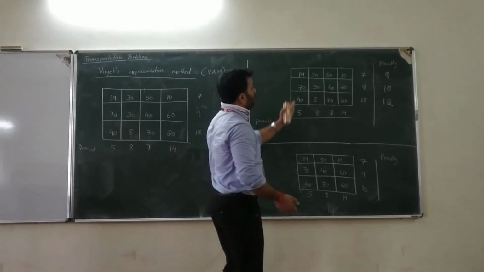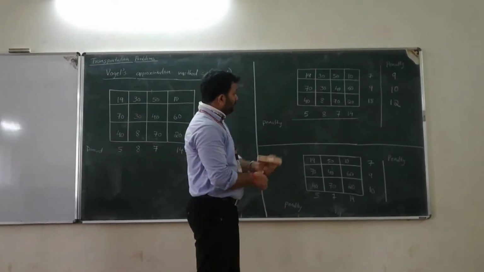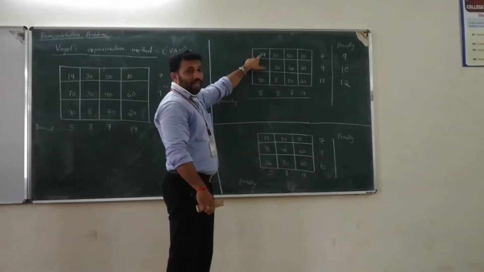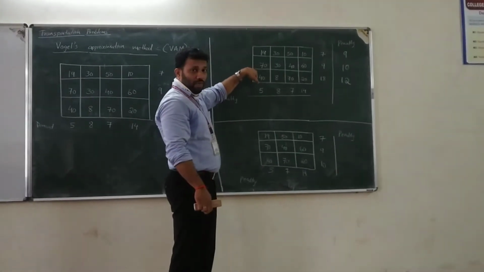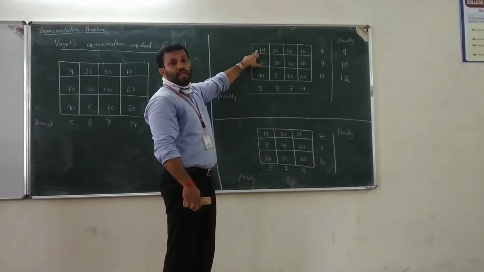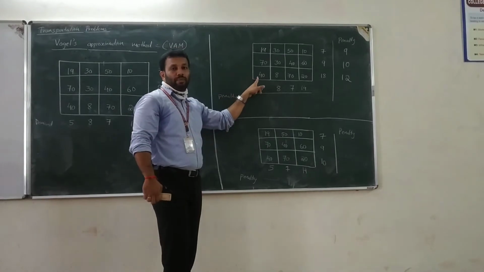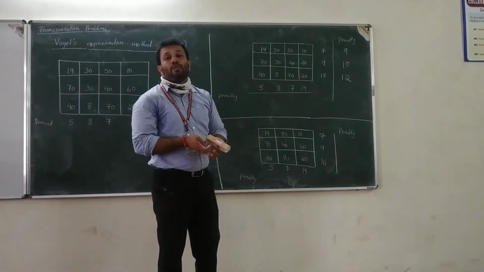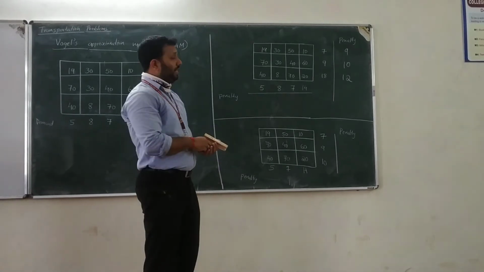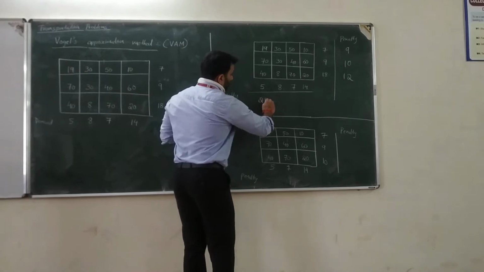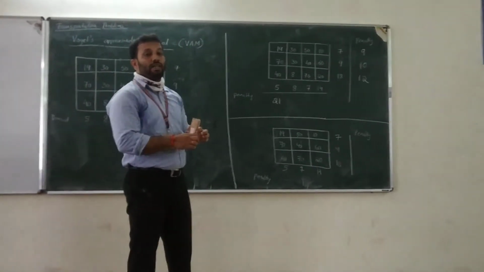Now coming to the columns. In the first column, the minimum cost is 19 and the very next cost nearer to 19 is 40. So the difference of 40 and 19 is my penalty. 40 minus 19 is 21. So that is the penalty.